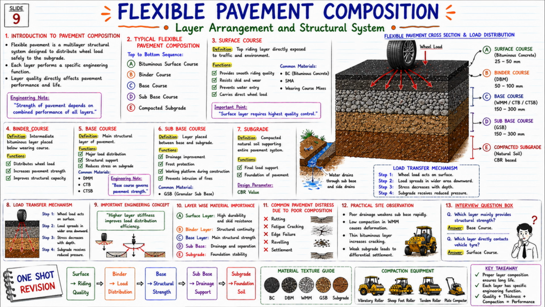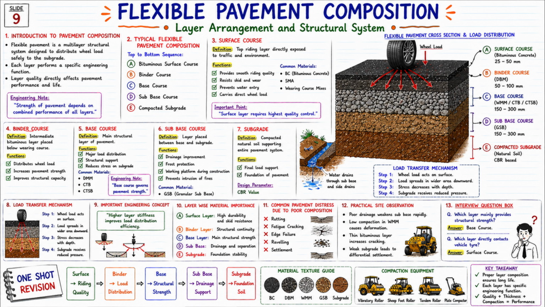Now look at the right side diagram. Wheel load is acting on the surface above, and the load is slowly spreading downwards. This is the main behavior of flexible pavement. Now let us look at the third topic: surface course. Let us understand the topmost layer.